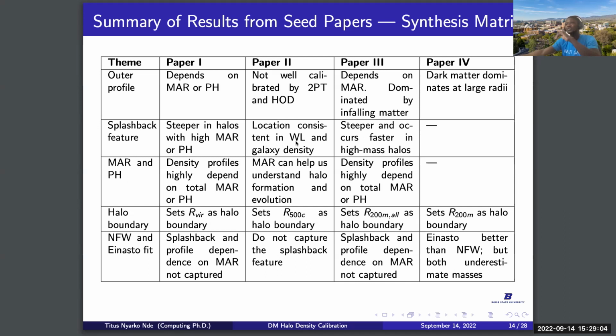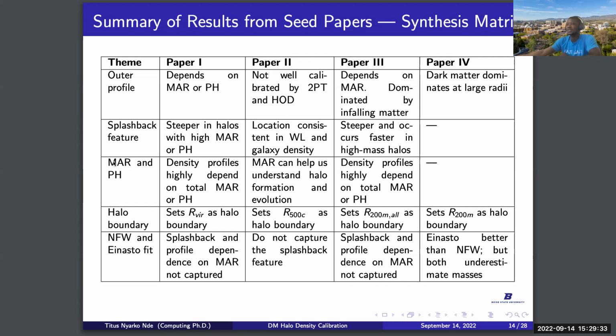And then paper 2 also detects the splashback feature, and they realize that the location of the splashback feature is consistent in their two measurements using weak lensing and galaxy number density. Paper 3 also identified the splashback feature, but they said it is steeper and occurs faster for high mass halos. So that is basically almost saying the same thing as paper 1. Paper 4 didn't consider this.